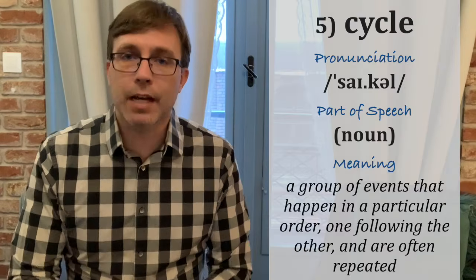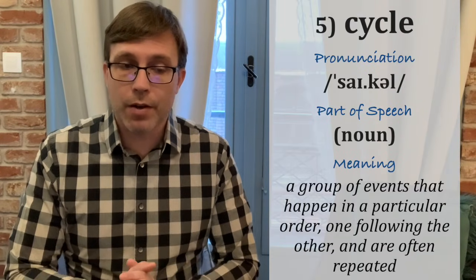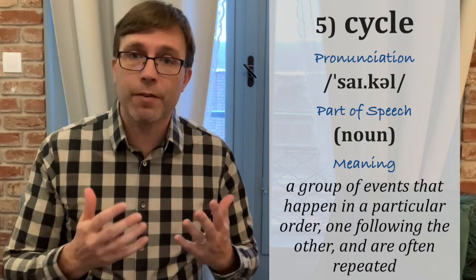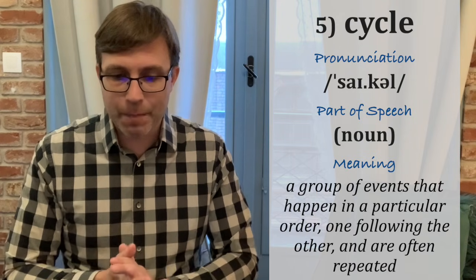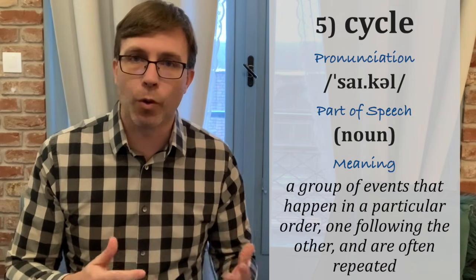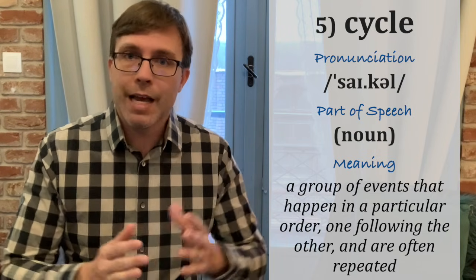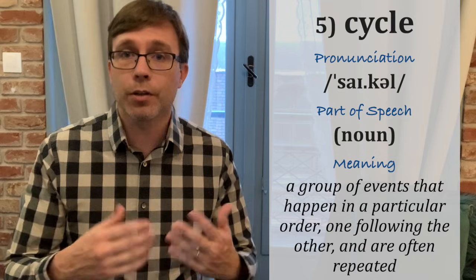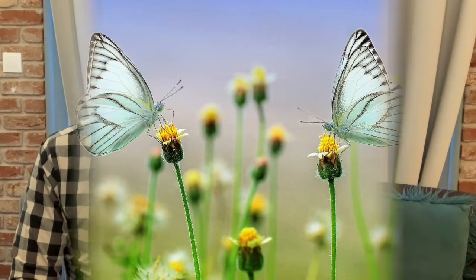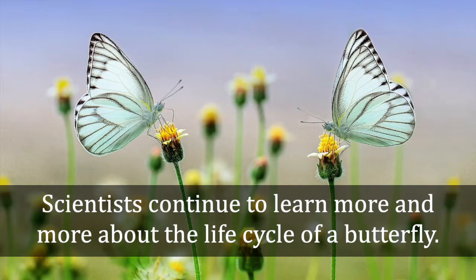Then we have cycle. This is a noun, and it's talking about a group of events that are happening in a particular order, and they may be following each other in a particular order, and then it's repeated, and you could refer to this as a cycle. Scientists continue to learn more and more about the life cycle of a butterfly.